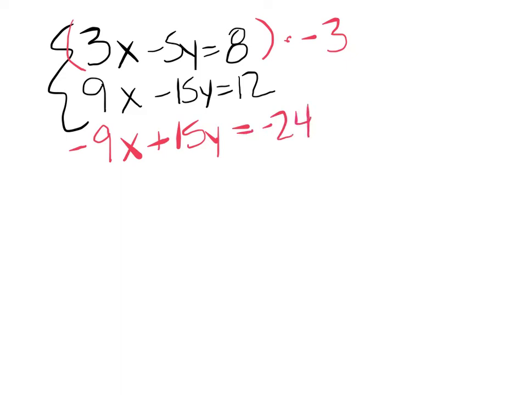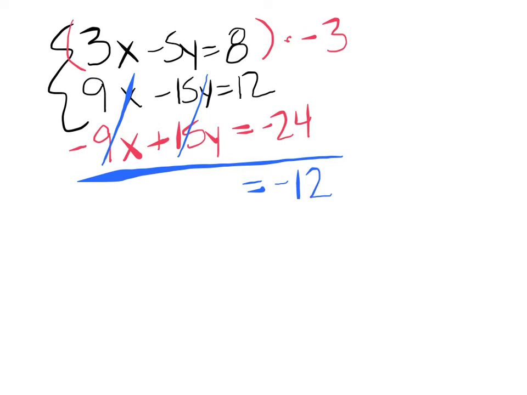Now I do have opposites, so I'm going to combine these two. 9x's minus 9x's is 0. Negative 15y plus 15y, those are also opposites, so they're also 0. Okay, well 12 and negative 24 is negative 12. If we have nothing left on one side of the equation, what do we use to denote nothing? 0 is nothing. So now we're left with the equation 0 equals negative 12.